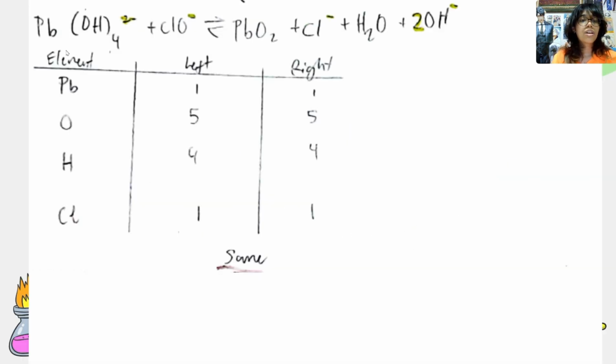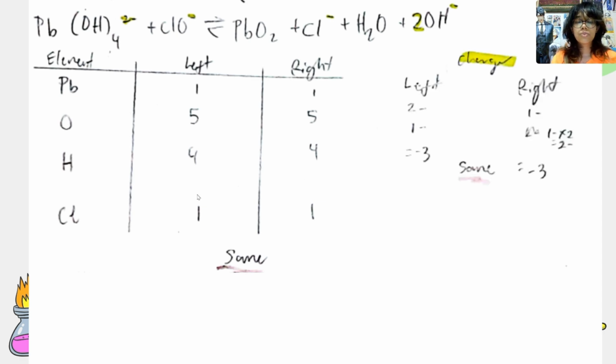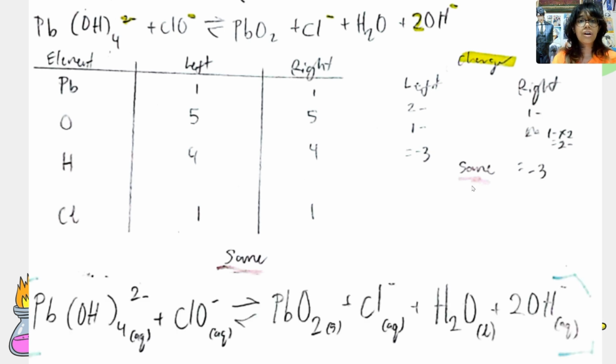So now we can check if our equation is correct by doing more tables. So over here, we can check the elements on the left, the reactant side, and the right, the product side. And as you can see, we have the same amount of elements on each side. Next, we can also check the charges, which are highlighted in yellow. And there's -3 on the left side and -3 on the right side, which means it is also balanced. So finally, this is our balanced equation.